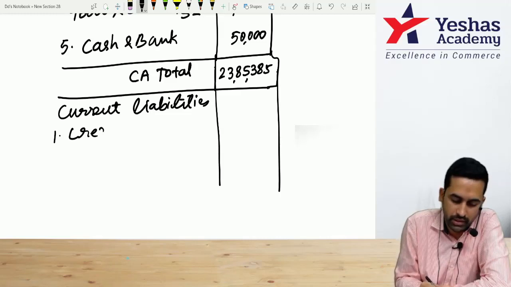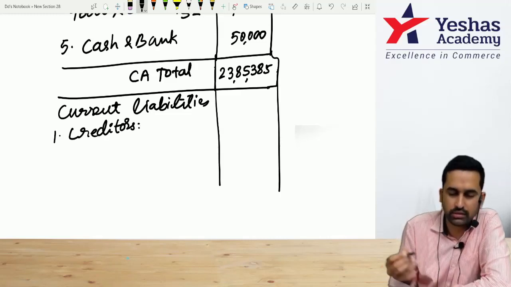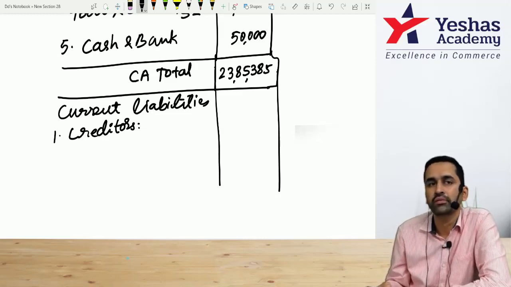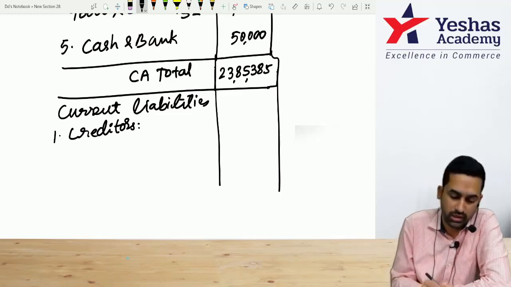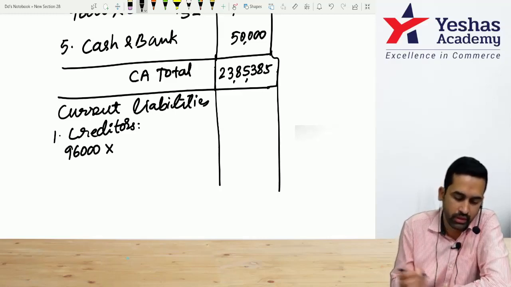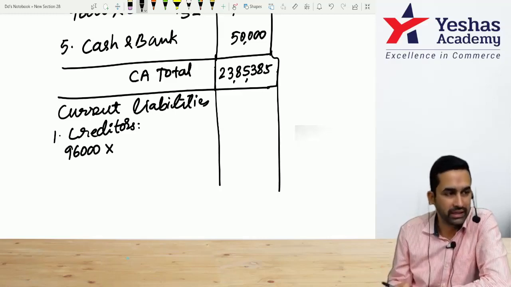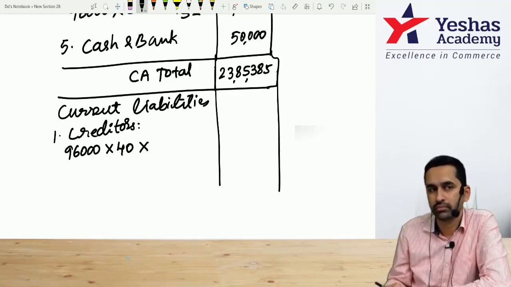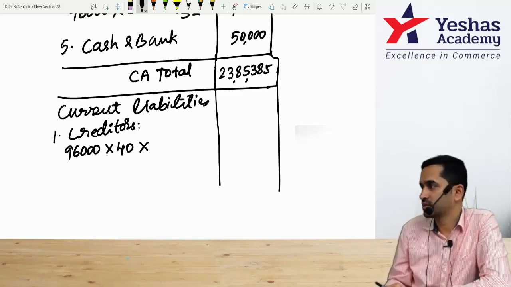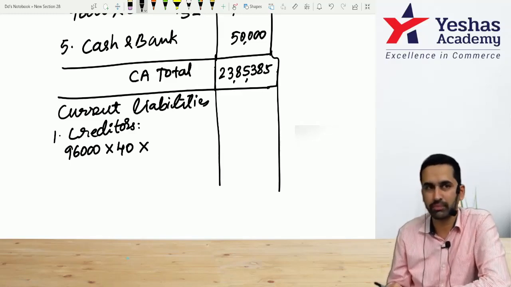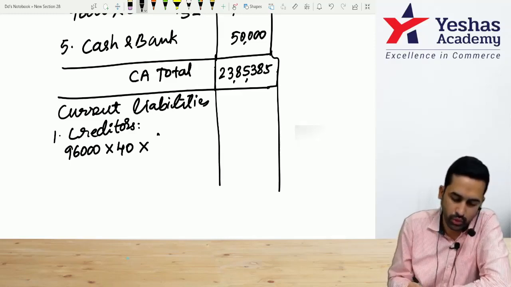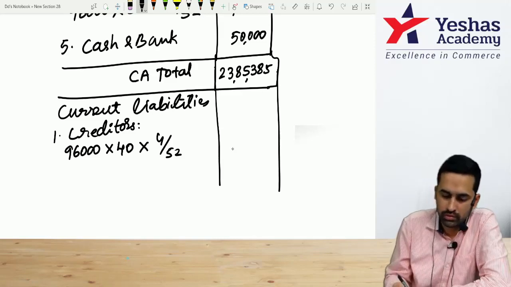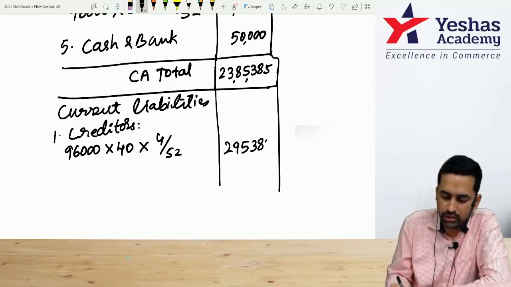So current liabilities now one by one. First one is creditors. Understand what into what now? 96,000 units. Creditors are for material. That means I have to take only raw material cost into what is the time given by our suppliers or creditors. 4 weeks, 4 by 52. 295,385.